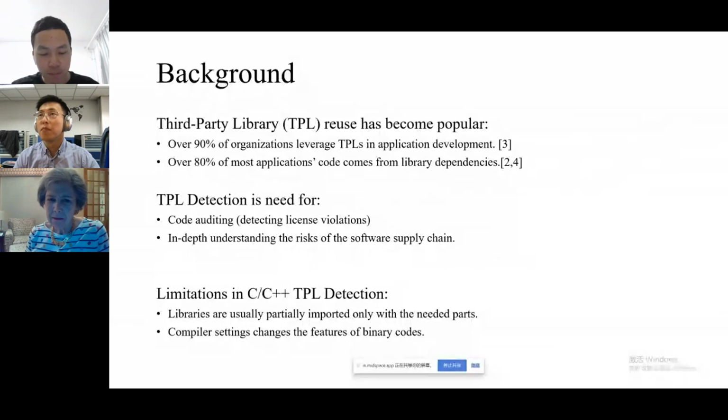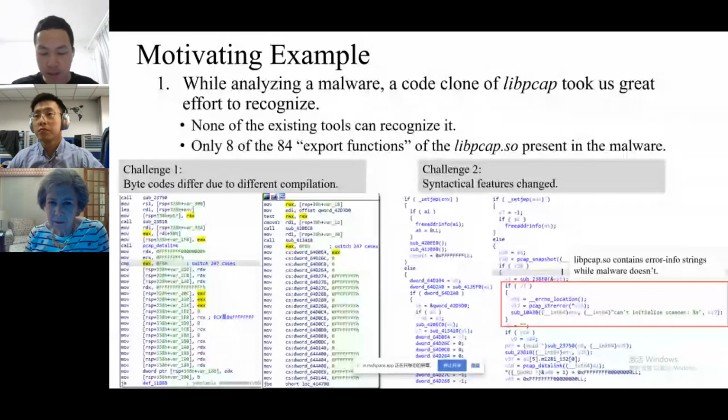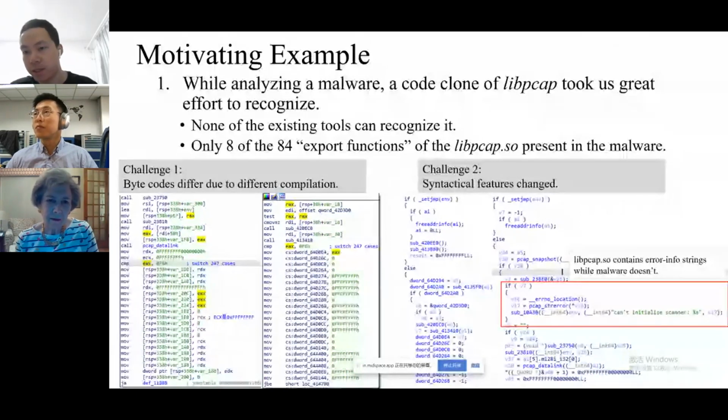Existing feature-based matching approaches have 2 limitations. First, they embed the features from the entire third-party library. And second, compiler settings change the features of binary code, which makes existing algorithms not robust. Here are two examples. Challenge 1, the bytecode differs, which means the assembly code is very different. And second, the syntactic features. Here a string literal was removed by the developer.